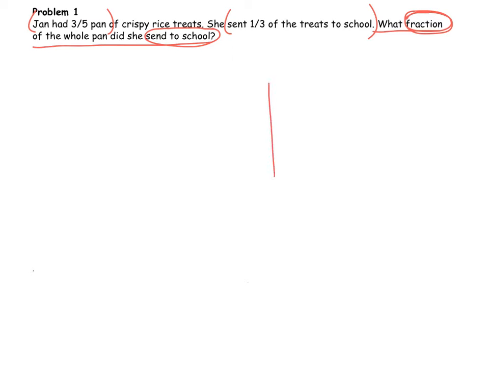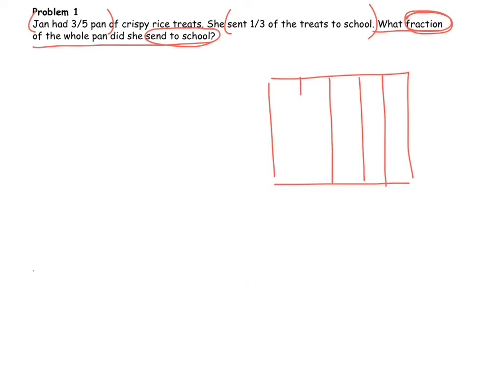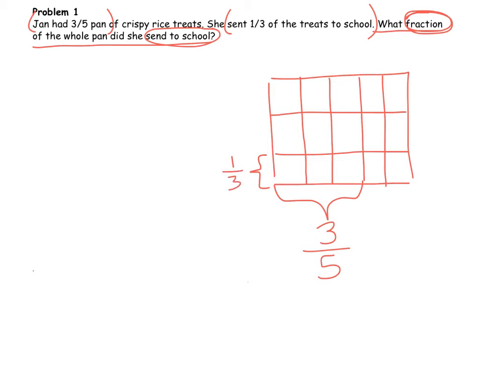So let's draw my area model. 3/5, so I need 5 columns. I need 3 of them. So here's my 3/5. And then she sent 1/3 of them to school, so the opposite way. And so this would be 1/3. So this is my total pan that I made. This is what I sent. Well, how much is shaded?